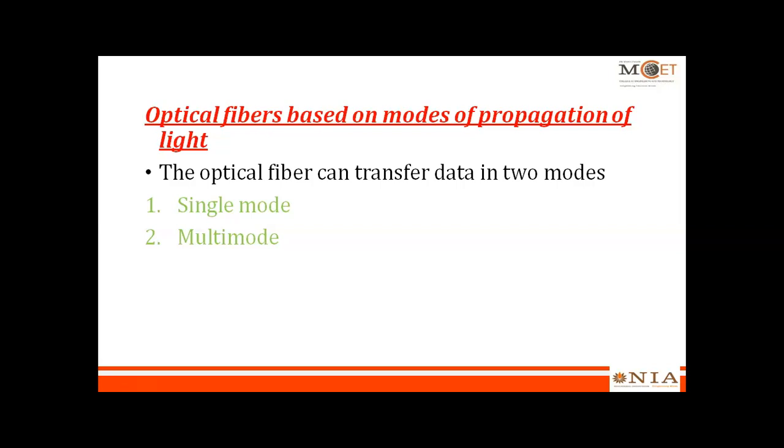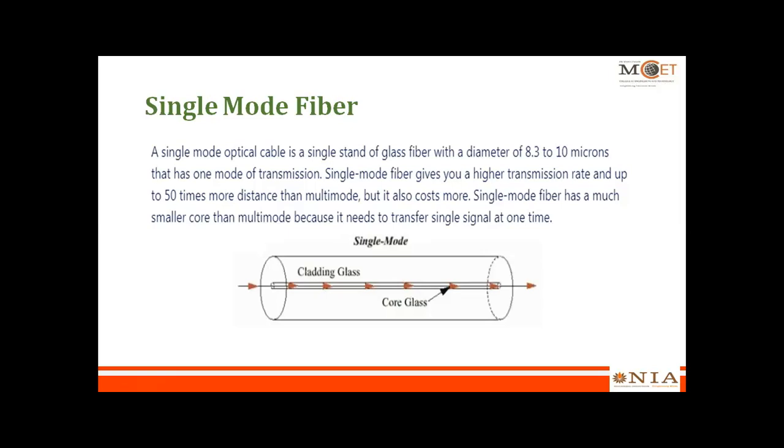For now, you should know what is single mode and what is multi-mode. Single mode means only one mode is available. Multi-mode means there are multiple modes, up to 100 modes are possible inside the fiber to guide the light from source to destination. You can see that single mode means only one mode. There is a core medium and a cladding medium.